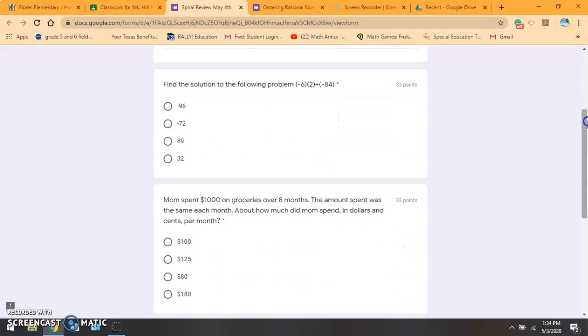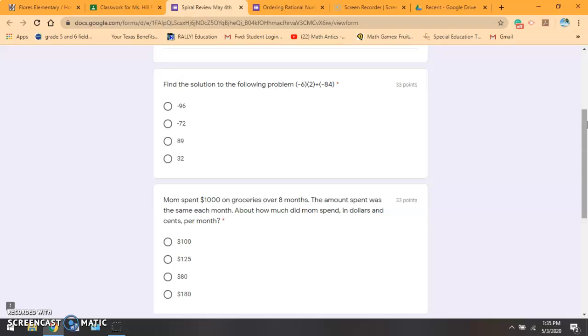First problem. Find the solution to the following problem. -6 times 2 plus -84. So with this problem, it's kind of like order of operations, okay? You're going to do what's in parentheses first, so you're going to multiply the 6 times the 2. Now we can't put negative numbers in our calculator, so what I would do is I would just put a 6 and a 2, multiply those two together, and then I would add 84. And then I will go ahead and use my integer strategies, which you can look up in your resources to help you figure out whether it's going to be a negative or positive number, okay?